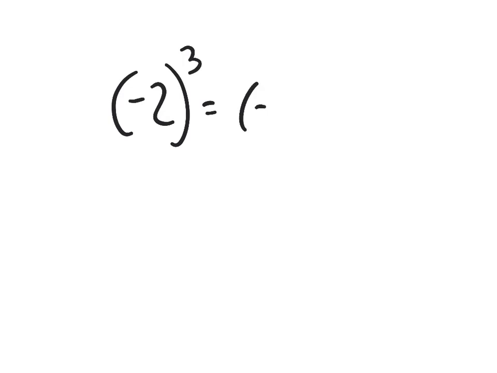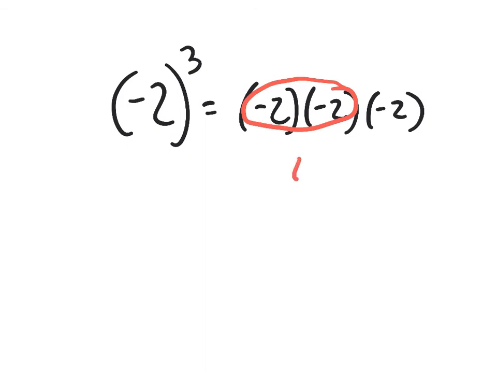So when you expand it, negative 2 times negative 2 times negative 2. Guys, show your work and group them. Negative 2 times negative 2 is positive 4. And then you bring down the other one times negative 2. So positive 4 times negative 2, that does take you to negative 8. Should we try another one or are we good?